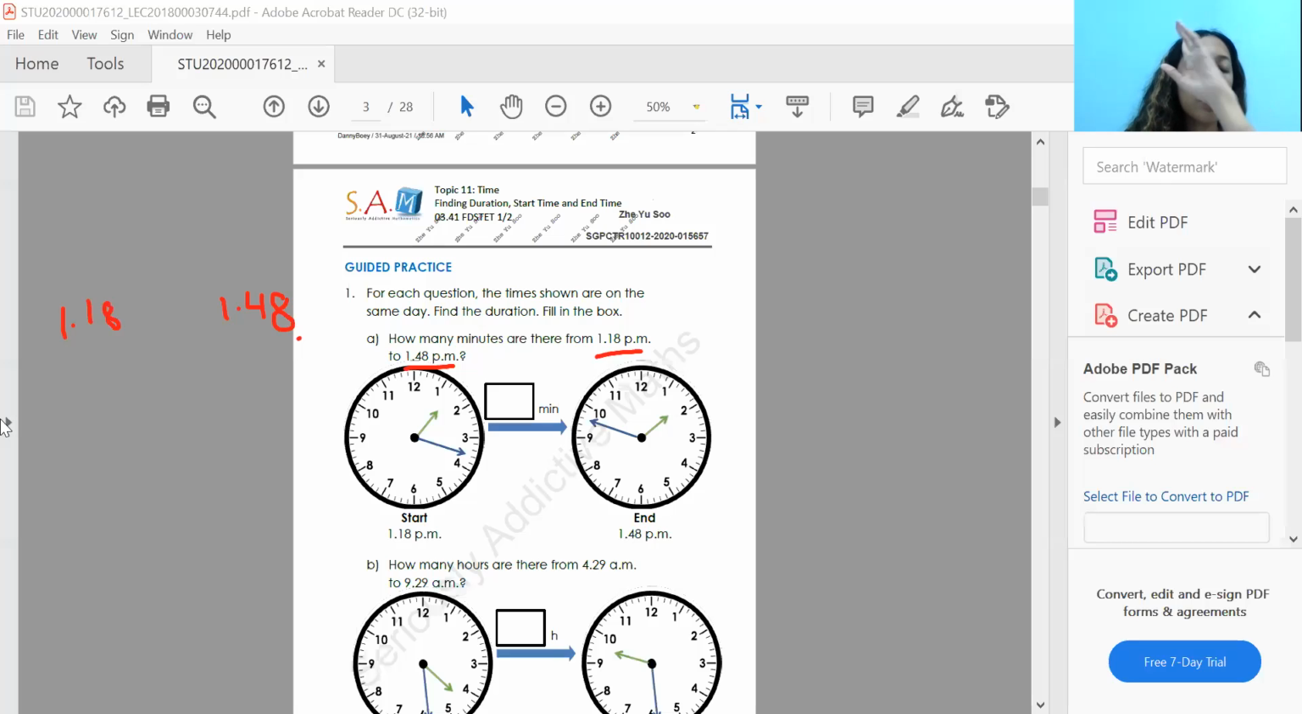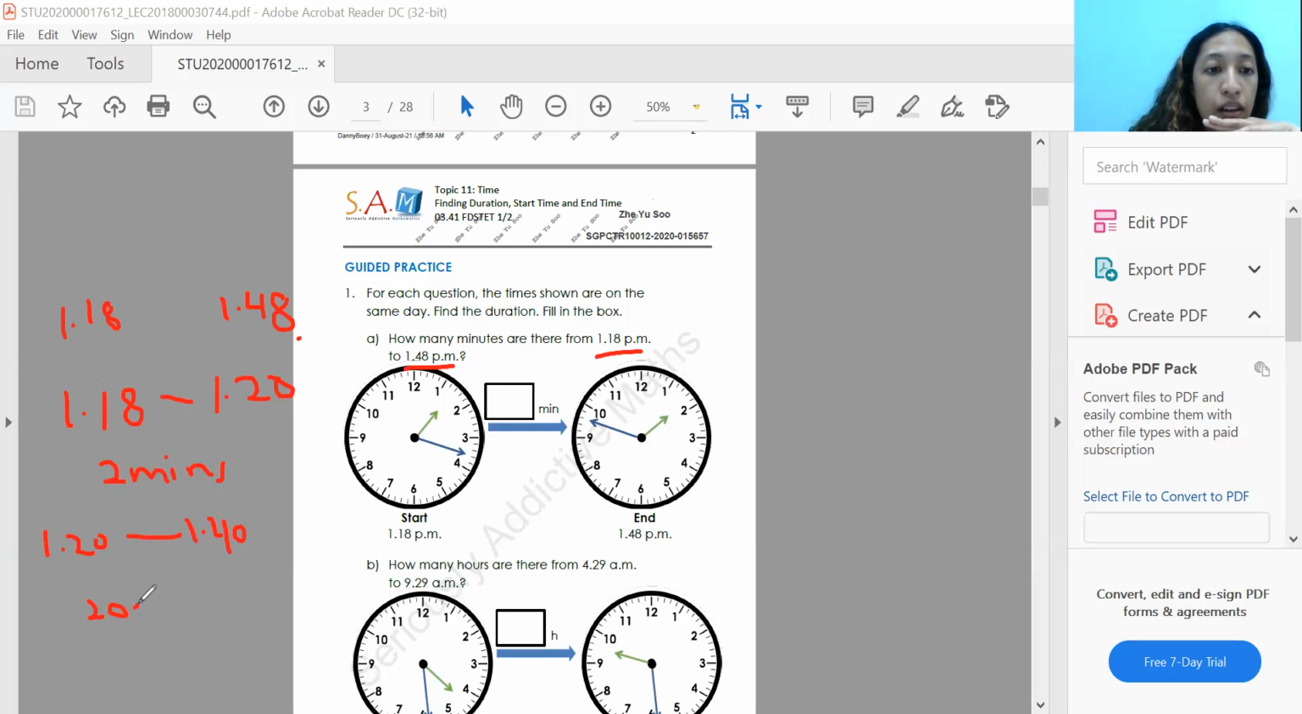All right, so let us do step by step. Okay, 1:18, let's break them up. 1:18 to 1:20. Let's do it this way. 1:18 to 1:20 p.m. is how many minutes? 2 minutes, right? 18, 19, 20, 2 minutes. And then let's do 1:20 to 1:40. 1:20 p.m. to 1:40 p.m. How many minutes is that? That is 20 minutes, correct?